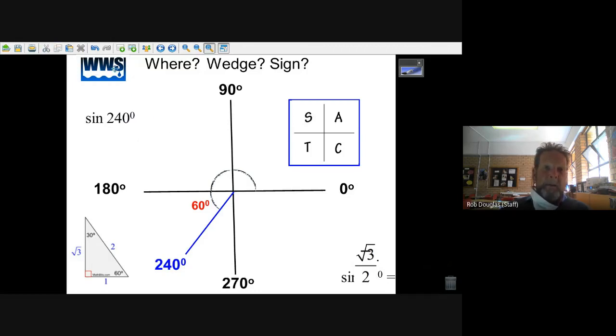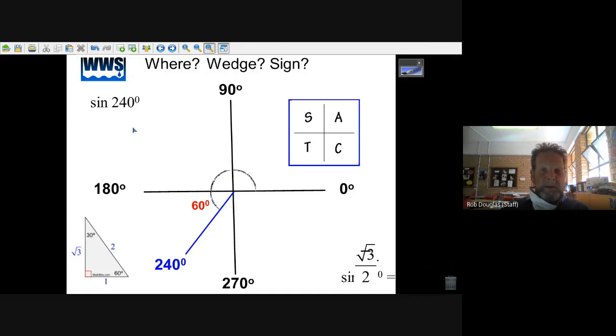It's called WWS. And what you do is you go to where the angle is, and then you make a wedge, which is called the reference angle. And then you figure out the sine that we learned in the last video. We figure out, is it positive or is it negative? Well, let's get started. Let's try the sine of 240 degrees.